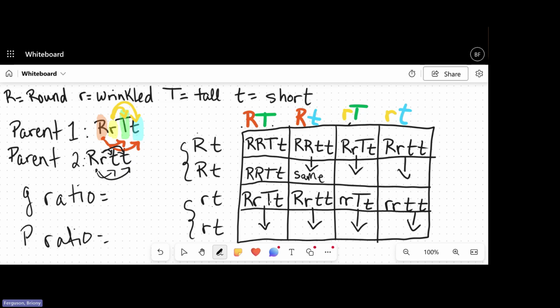Mark this as the same here so no one gets confused. Anytime you see this arrow, it just means that it's going to be the same as the one above it. Now, if we do our G ratios for these, which I don't ask you to do in the homework, but I do ask you for the P ratio. And sometimes figuring out your G ratios can kind of help with that.